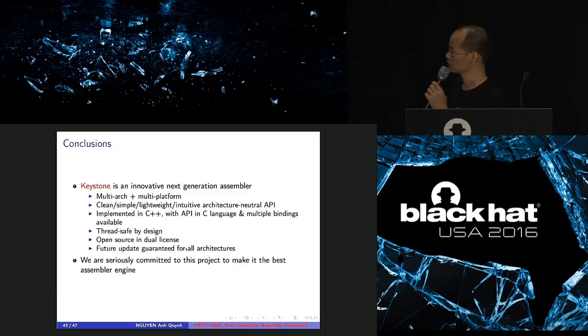Yeah, here's my conclusion. Keystone is an innovative next generation assembler, supports any kind of things you want, open source, and future updates are guaranteed because we forked LLVM and you can easily update the latest instructions in the future.